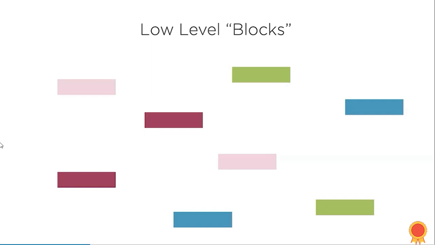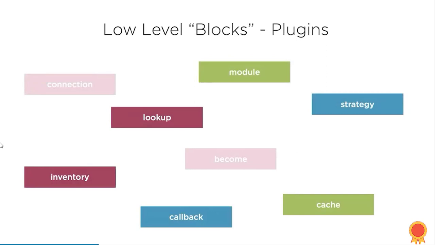For example, we spent a lot of time looking at plugin types in this course. We saw inventory, connection, module, lookup, become. There's also callback, cache, strategy, and other plugins that form the core of Ansible. So the core is composed of plugins, and then we can use those plugins. We can even write our own if we want to and use community plugins. So this is another dimension of blocks, or type of blocks, that we can use.